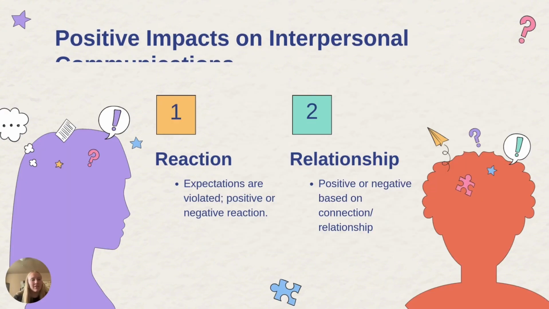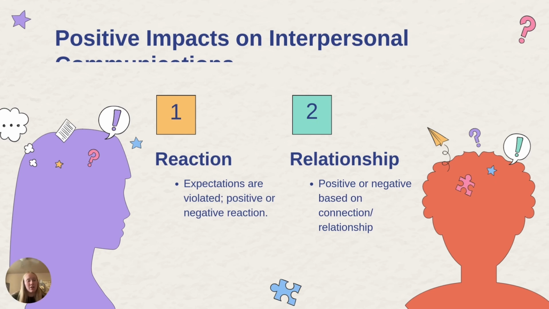For positive impacts on interpersonal communications, the field itself, it helps deepen our understanding and reaction in relationships, the way that those go hand in hand with communication. So for reaction, when our expectations are violated, we're going to have either a positive or a negative reaction. So with my friend saying, that's okay, I had other plans anyways, it might be a positive reaction because I'm like, oh, at least they're not mad at me. But it might be a negative reaction because now I think that they didn't want to hang out with me in the first place and they don't like me anymore.